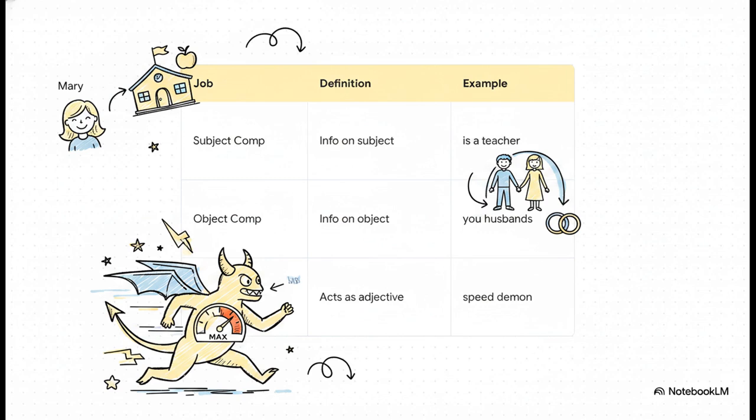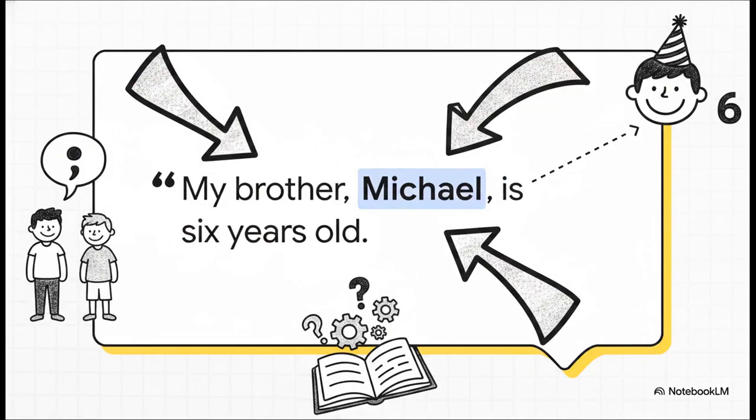And nouns can even disguise themselves as modifying adjectives. He is a speed demon. Speed is a noun, but right here it's acting exactly like an adjective to tell us what kind of demon he is. Finally, let's look at one of my absolute favorite noun jobs, the appositive. An appositive is a noun that immediately follows another noun to further define it.